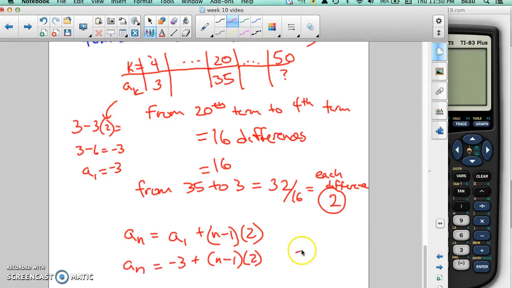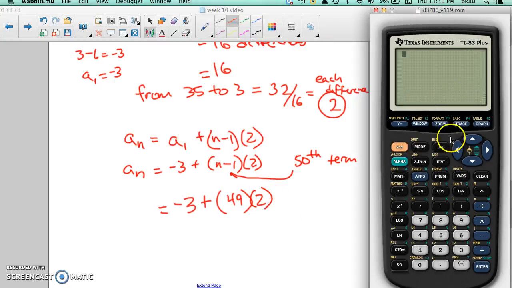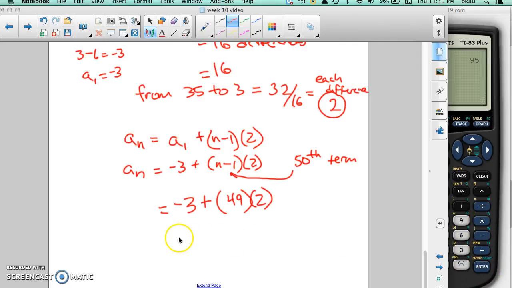Now, if we want the 50th term, we can just put 50 in here. So our answer to this problem is going to be negative 3 plus 50 minus 1, which is 49, times 2. So negative 3 plus 49 times 2 is 95. So our answer here is 95 for the 50th term on this problem.